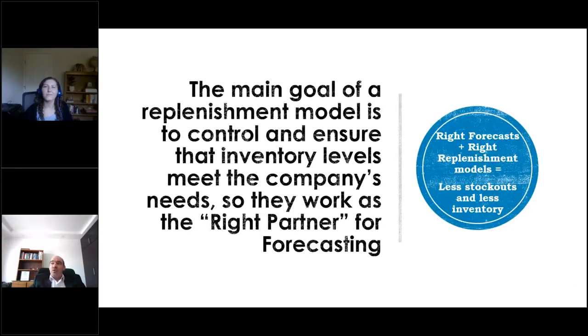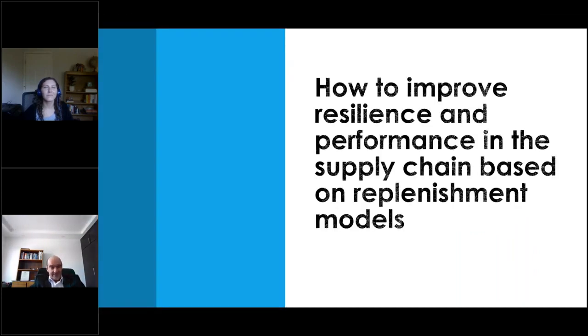So the main goal of a replenishment model is to control and ensure that inventory levels meet the company's needs. So they work as the right partner for forecasting. That means right forecast plus right replenishment models equals fewer stockouts and less inventory. That's our goal, even in the presence of disruptive events. So how to improve resilience and performance in the supply chain based on replenishment models? That's the main question here.